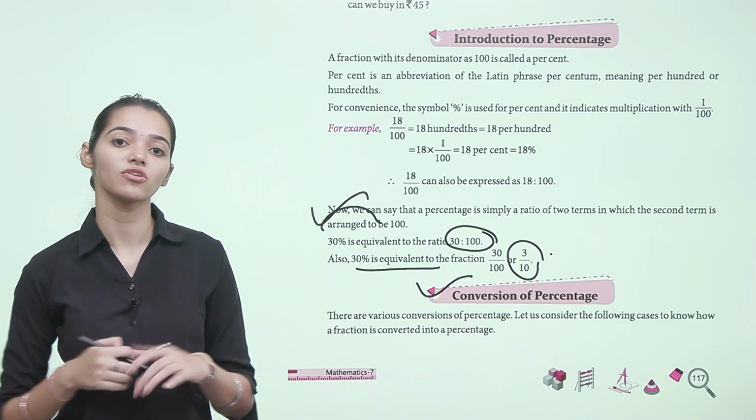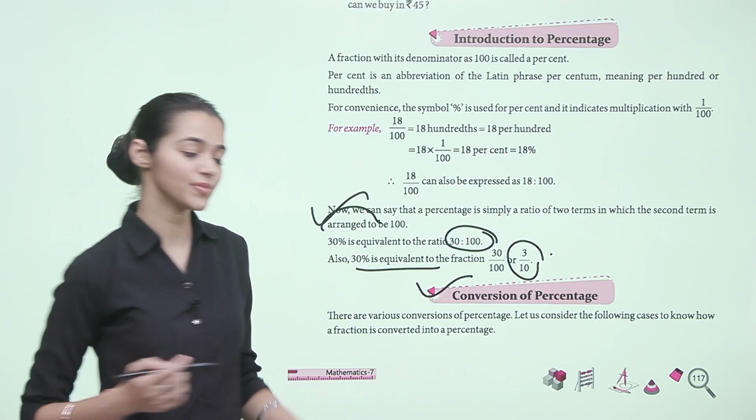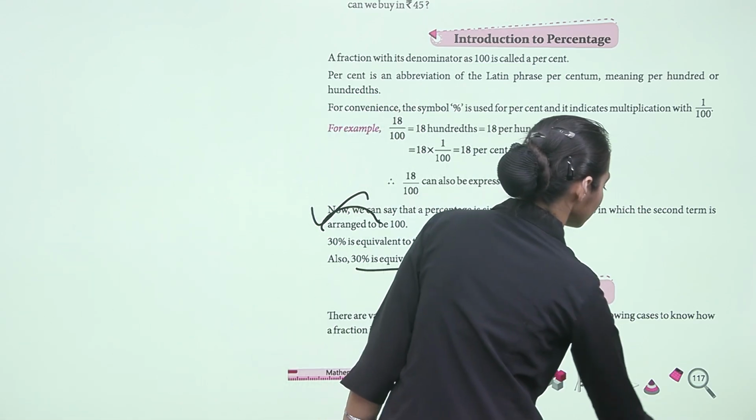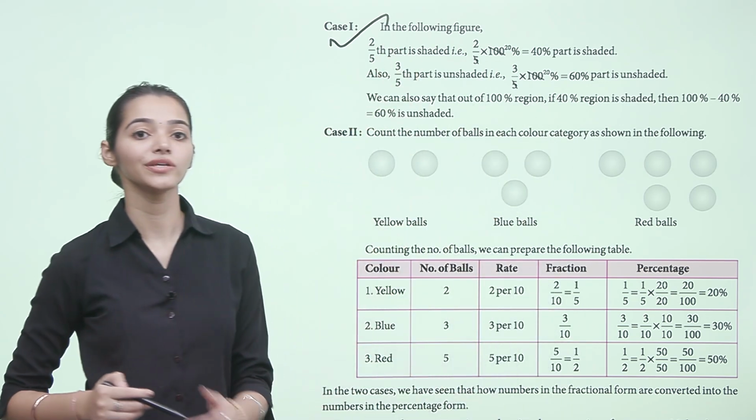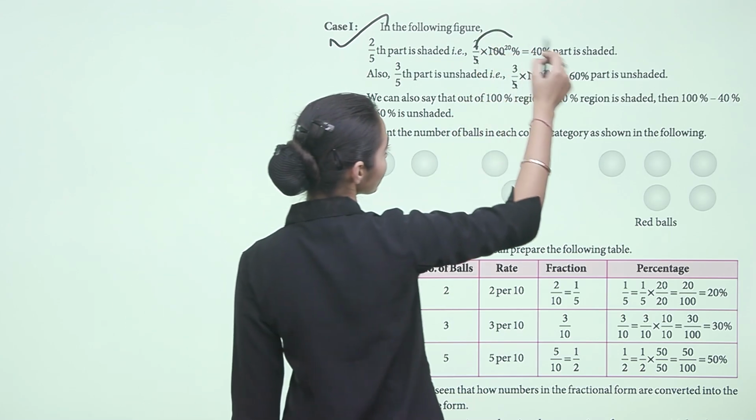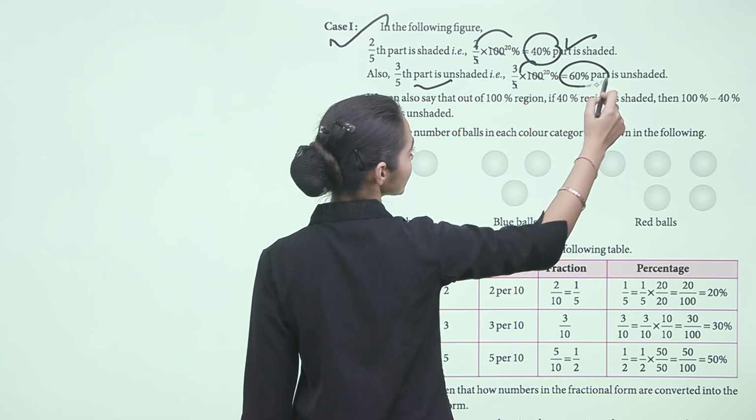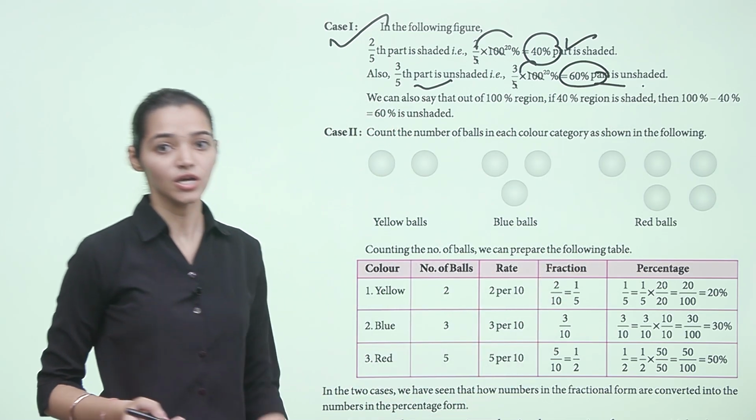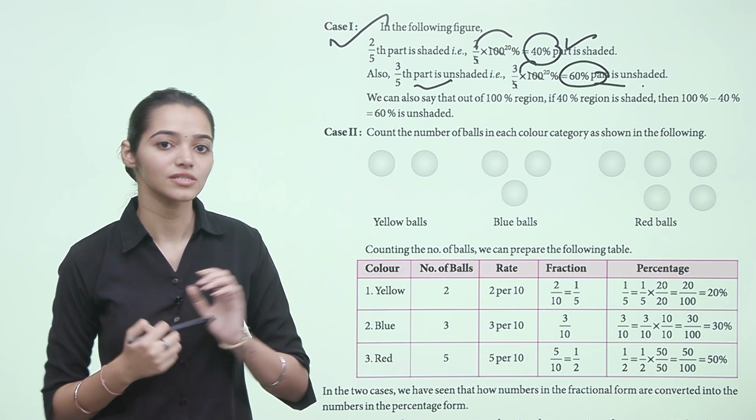Now, conversion of percentage. There are various conversions of percentage. Let us consider the cases in which we have to convert a fraction into a percentage. Case 1: in the following figure, 2 by 5th part is shaded. So 2 by 5th of 100 means 40% is shaded. 3 by 5th is unshaded, that means 3 by 5th into 100, that is 60% is unshaded. So out of 100, 40% is shaded and 60% is unshaded.